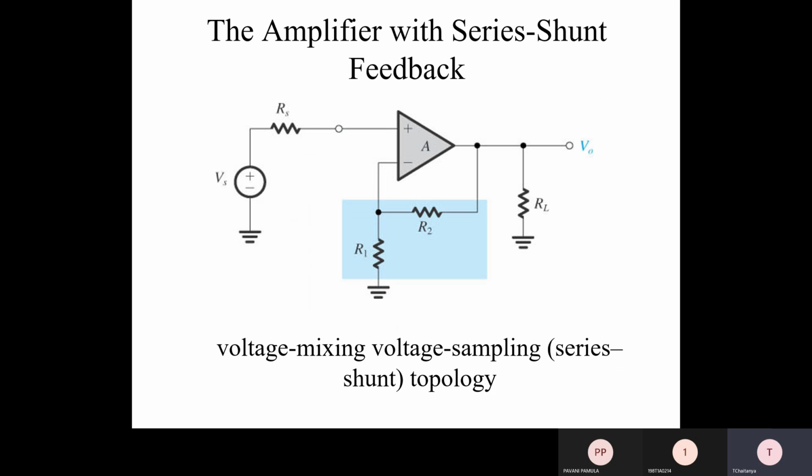Next, see the amplifier with the series-shunt feedback. You can consider Vs is the input signal, Rs is the input resistance or source resistance. This one is the inverting terminal. We are finding the feedback path, that is R as well as R1. This one is the load resistance. RL is the load resistance and V0 is the response, the total response.